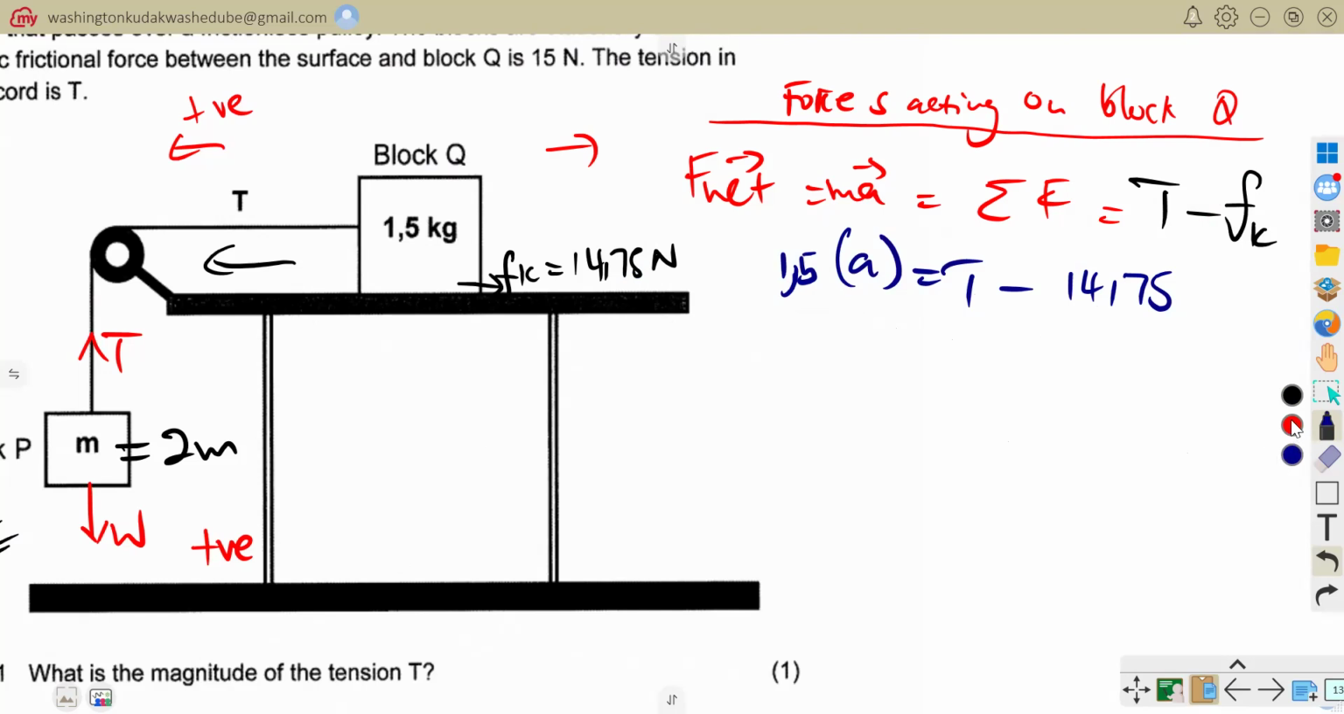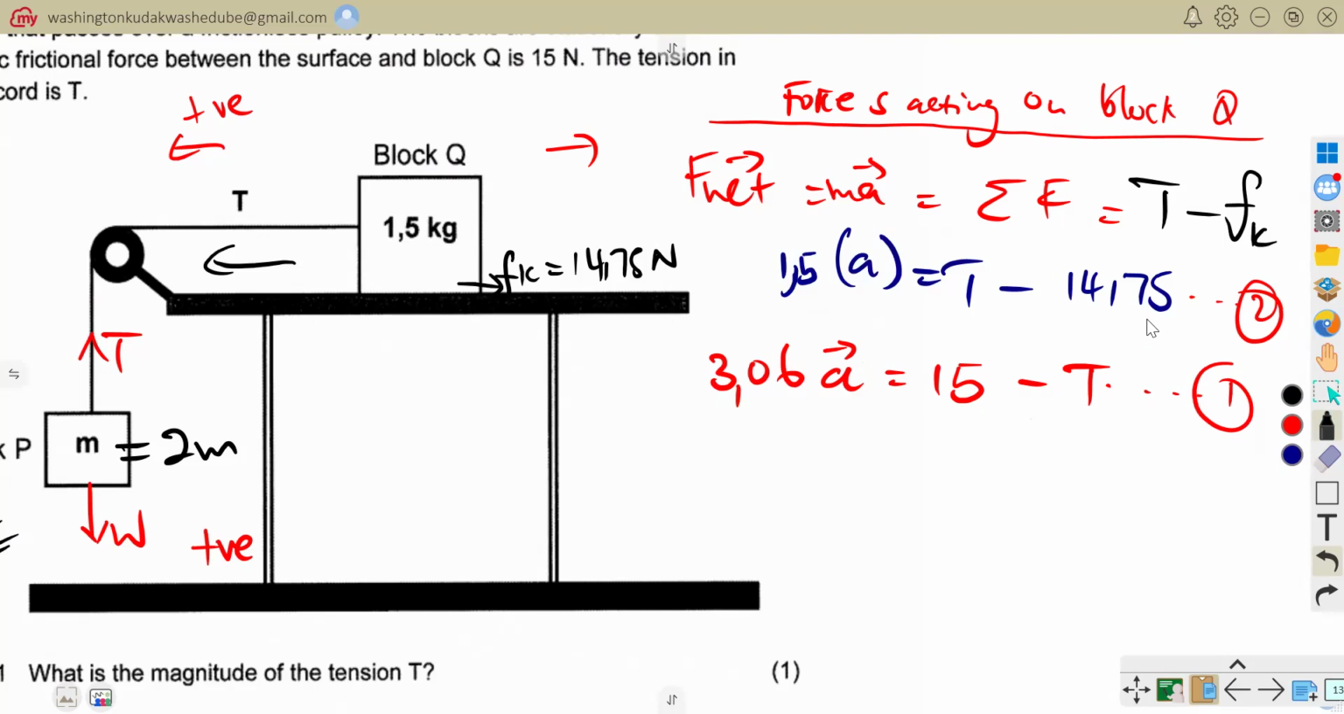Now I have my second equation. My first equation was saying 3.06 times A is equal to 15 minus tension. That was my equation 1. That being the case, I will now need to use equation 1 and equation 2 to form equation 3. So I can simply make T the subject of equation 2. I transpose this value to the other side, so that equation 2 becomes T being equal to 1.5A plus 14.75. That is my new equation 2.